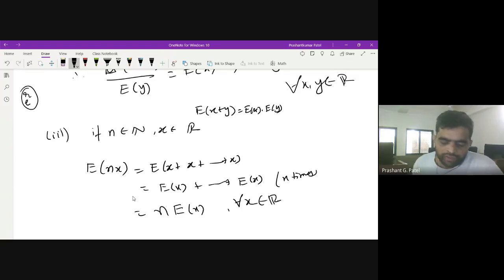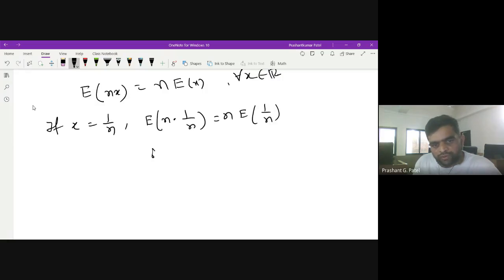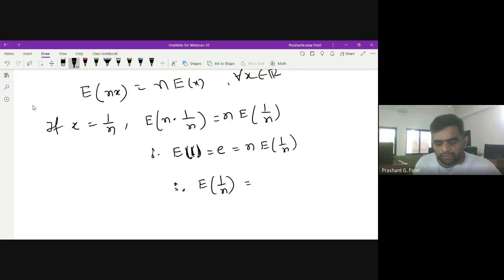This holds for n belongs to N, and for every x belongs to R. Ultimately, we have to prove it for rational numbers. So I am just trying to prove for now the case x equal to 1 by n. What we have proved is E of nx is this. Now if I put x equal to 1 by n, then E of n into 1 by n equals E of 1 by n to the power n. But this gives you E of 1, and E of 1 we defined as small e, the Euler number. So ultimately E of 1 by n is equal to e power 1 upon n. Due to this we can write.